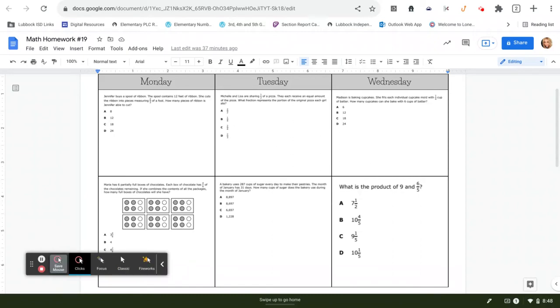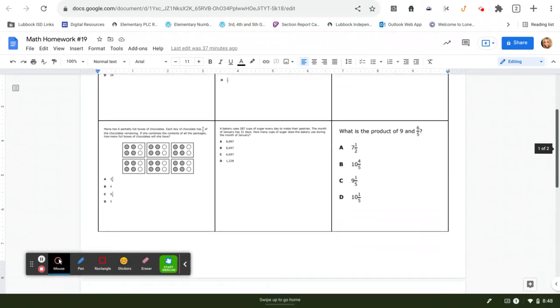Okay, so let's look at the next problem. It says Maria has 6 partially full boxes. Each box of chocolate has 3/6 of the chocolates remaining. If she combines the contents of the packages, how many full boxes of chocolates will she have? Okay, so this is a multiplication problem. What they're doing is 6 groups of 4/6. Okay, so this is multiplication.